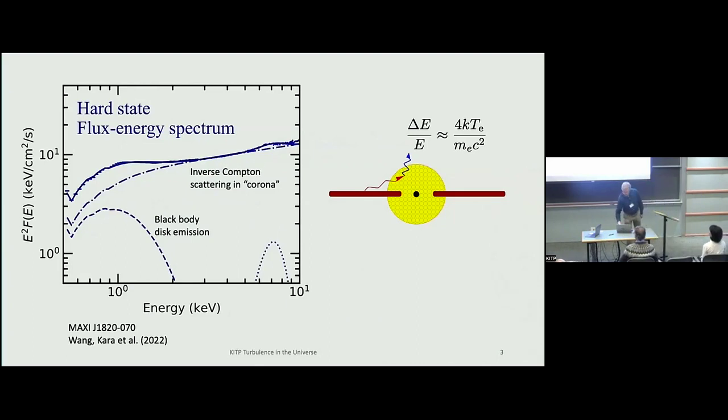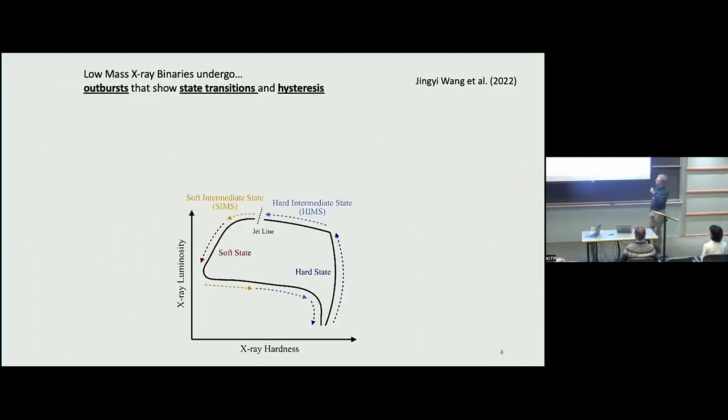Now, a key aspect of these systems is, you'll see in that plot it says hard state. These systems undergo state transitions. The aspect of these low mass X-ray binaries is that they go through outburst cycles. They can come literally from nowhere. You can have a system that's completely unknown in quiescence.